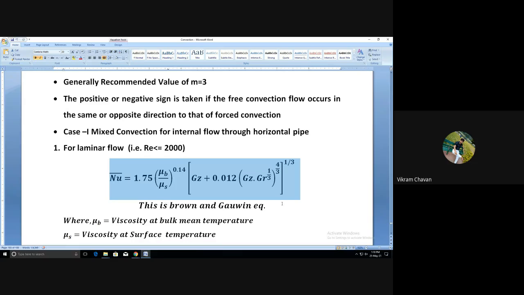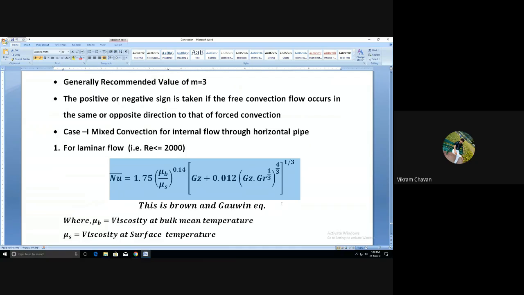Now, in that case the average Nusselt number will be given as 1.75 inside the bracket (mu_b divided by mu_s) raised to 0.14, in a square bracket Gz plus 0.012 inside the bracket (Gz multiplied by Gr) raised to 1/3, bracket complete raised to 4/3, square bracket complete raised to 1/3. This formula is known as the Brown and Gauvin equation, which is used for internal flow through a horizontal pipe and for laminar flow.